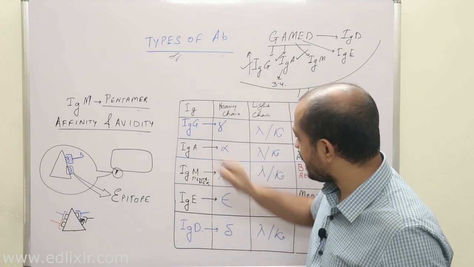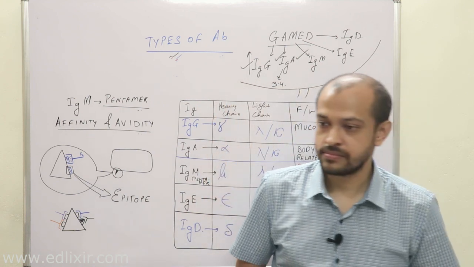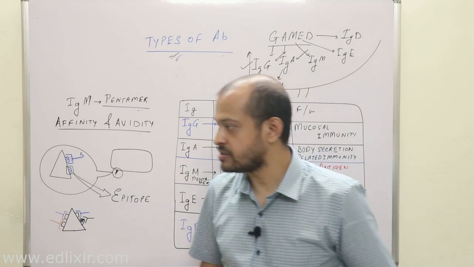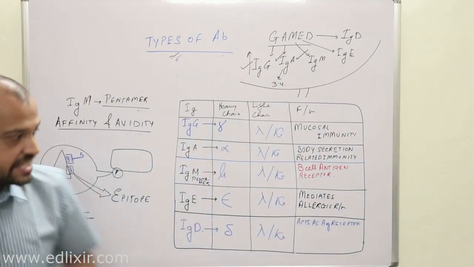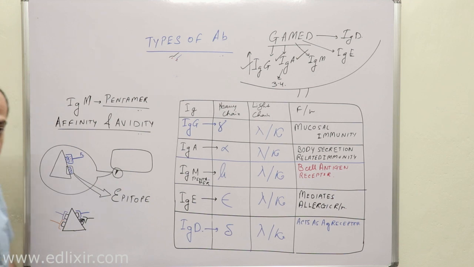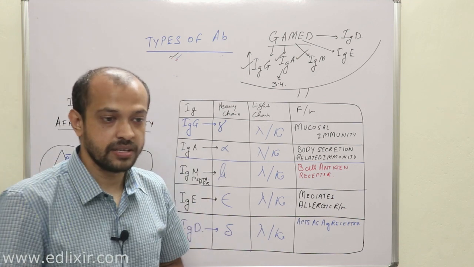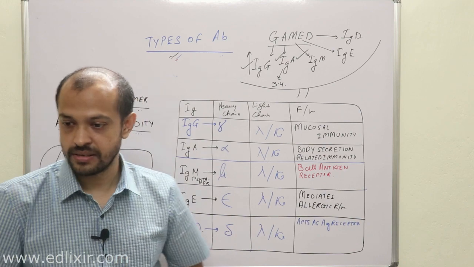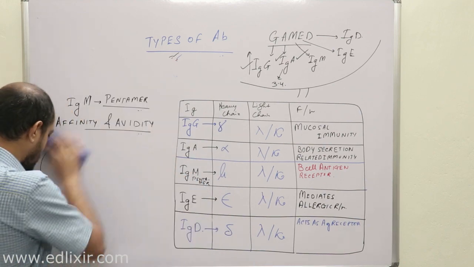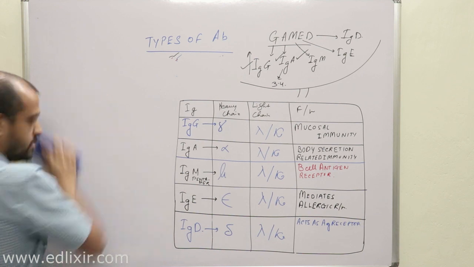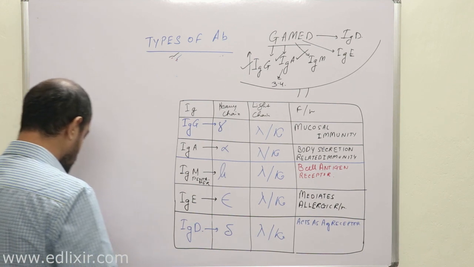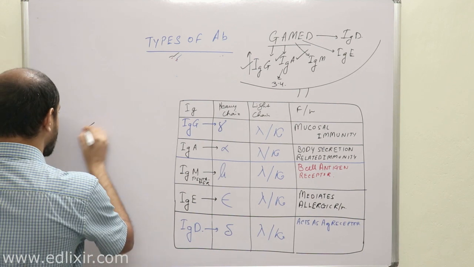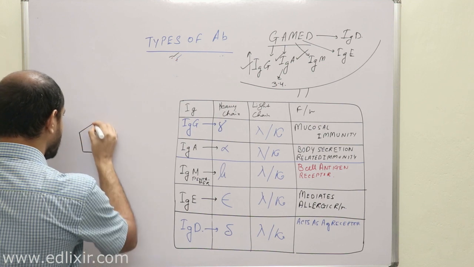Why are IgM and IgA different? This is because IgM and IgA are actually not single antibodies. They are a collection of antibodies which are joined by J chains. Clear? Now listen, what is IgM? IgM is actually a pentameric antibody.